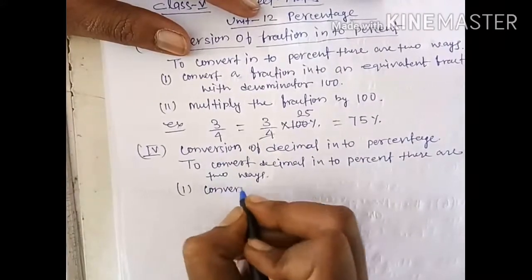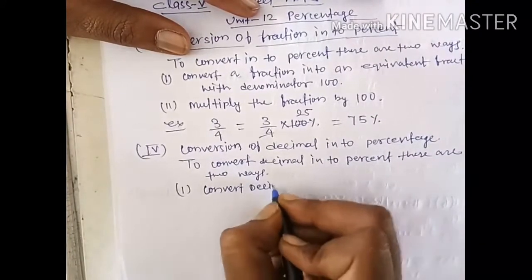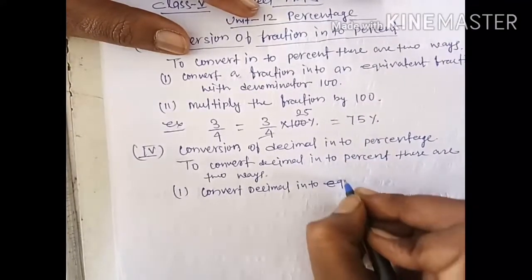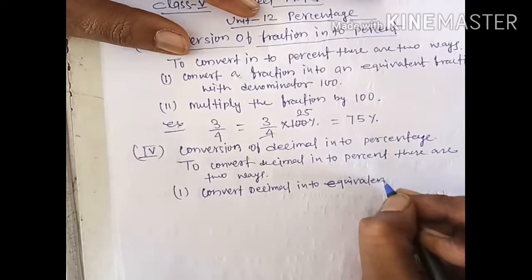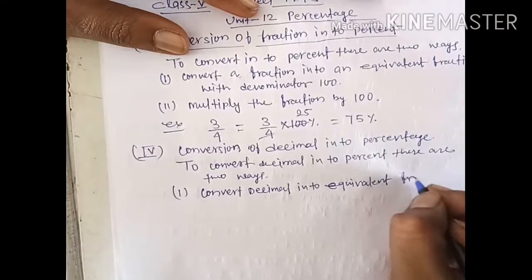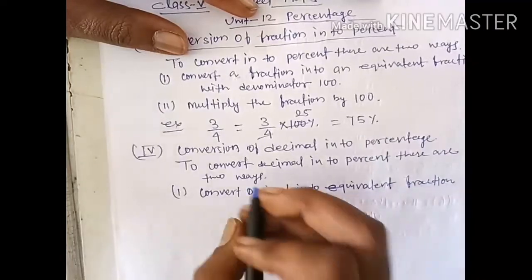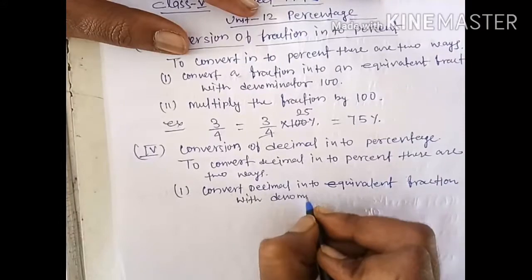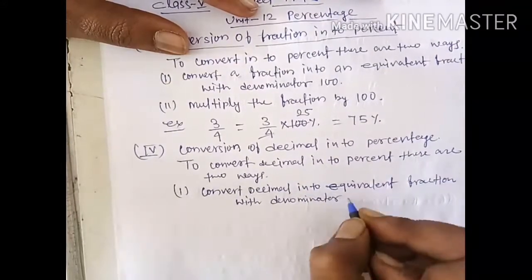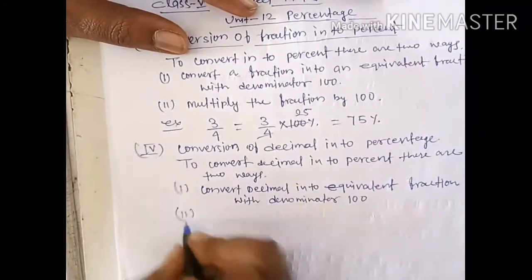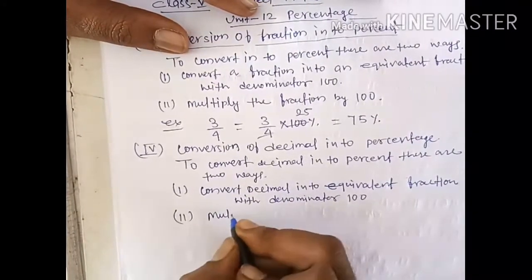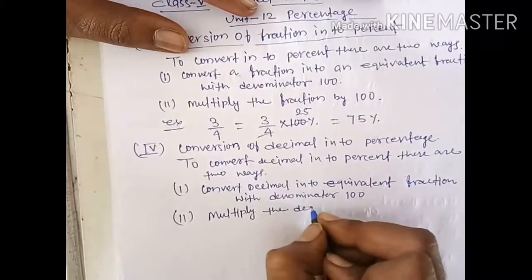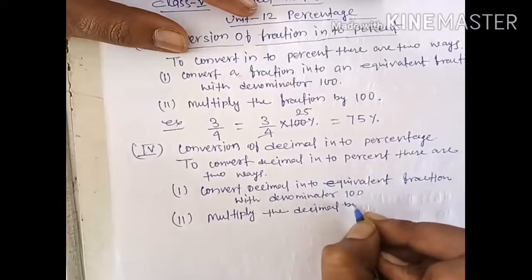And second is multiply the decimal by 100.